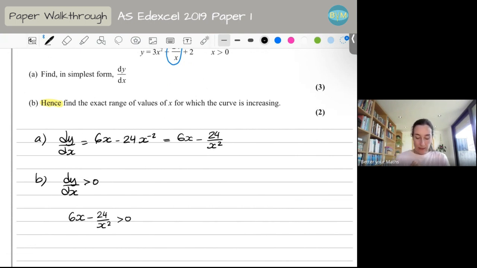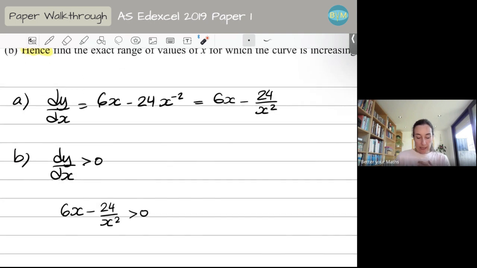You have to be very mindful of what you multiply by when you have an inequality like here. Here, to get rid of the denominator, I'm going to multiply by x squared. X squared is always positive, so it doesn't matter.